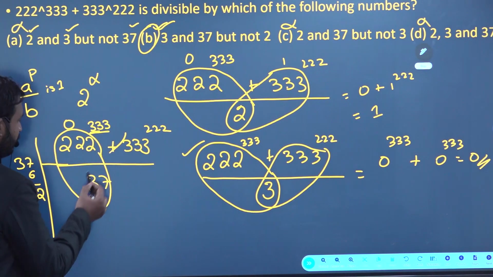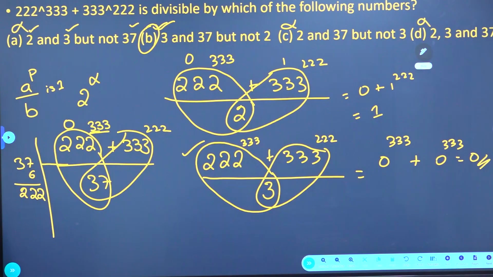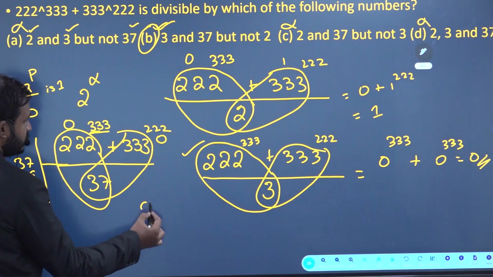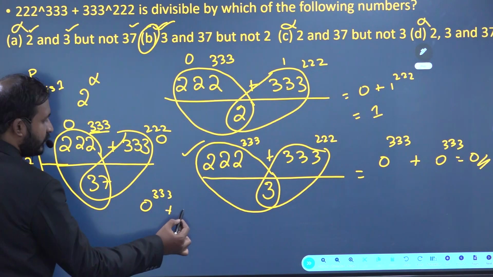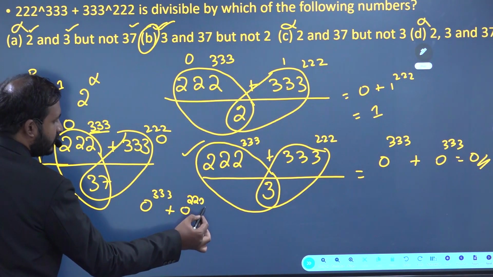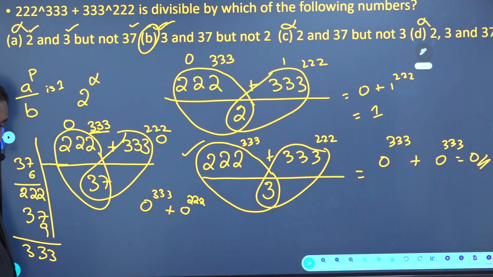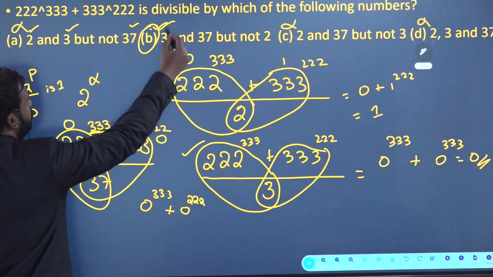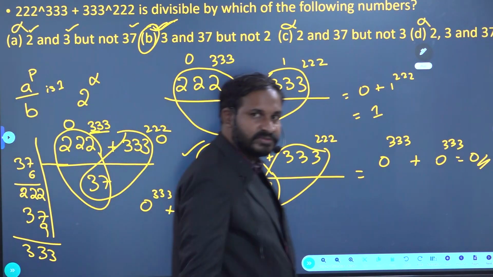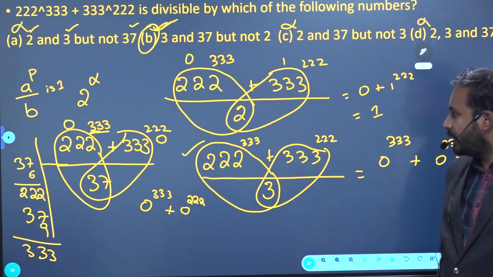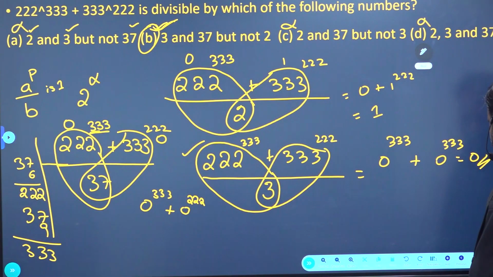And next, 333 by 37. We will see. 37 9s are 333. Yes. 37 9s are 333. Here also 0. So 0 power 333 plus 0 power 322, without the help of Euler's theorem also you will get this. What is the remainder? We will get 0. So that means this is divisible by 3 and 37 but not divisible by 2. Not divisible by 2. Like that also you can solve it.